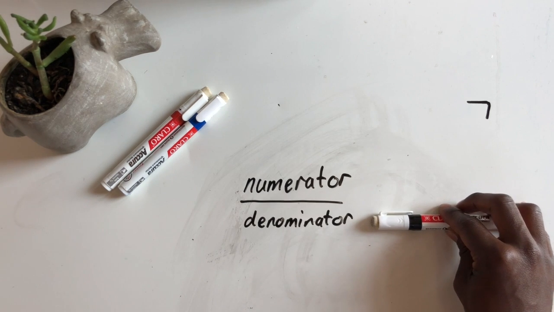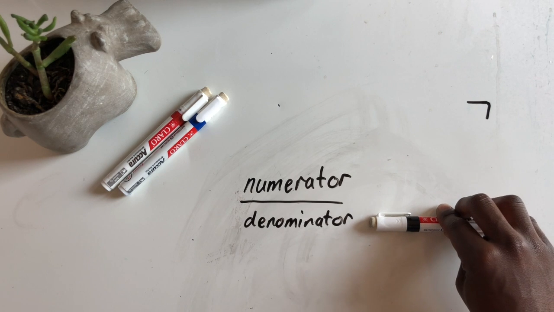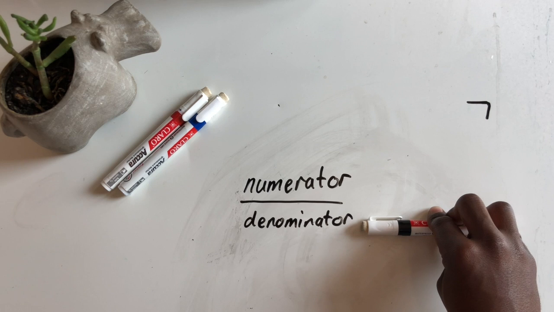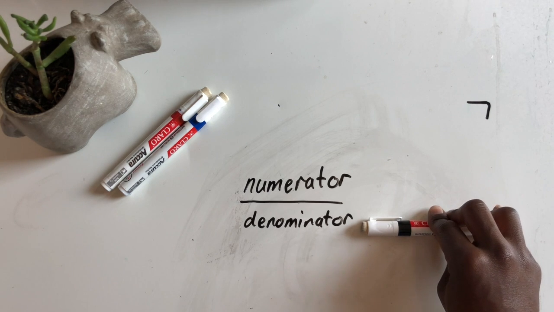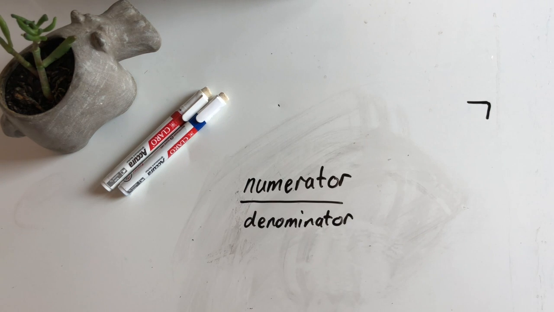Now, let's look at the second one, the denominator. This is the name of the number below the line, okay? And it shows the number of equal parts the whole has been divided into.